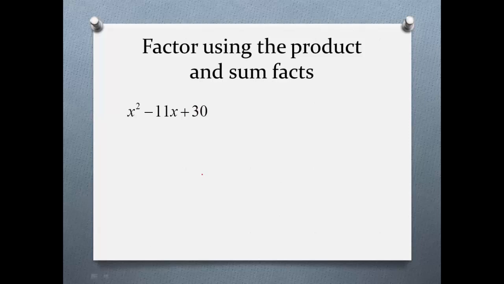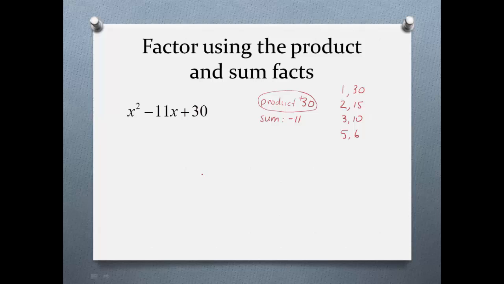To do this one, I'm looking for two numbers that have a product of positive 30 and a sum of negative 11. Now some of you might be able to recognize what those numbers are. If you can't, I recommend that you just start with the product fact and start writing down the pairs of numbers that multiply to give you 30. 1 times 30, 2 times 15, 3 times 10, 4 doesn't divide into 30, 5 times 6, and then I would come up with 6 times 5, which I've already got in my list. So those are all the possibilities.